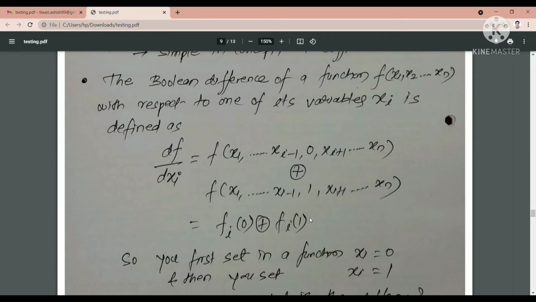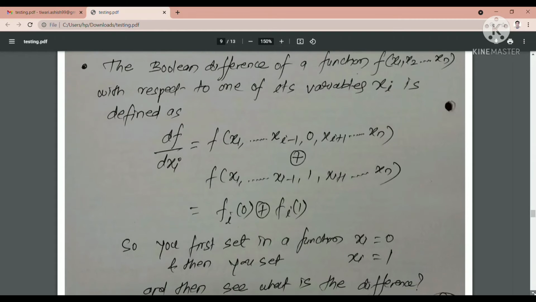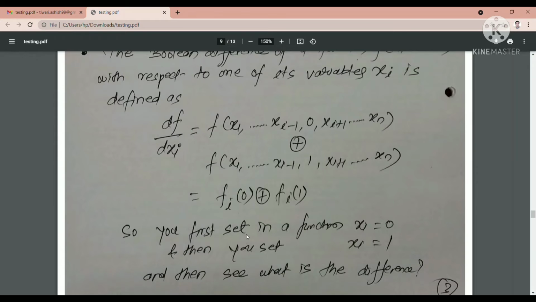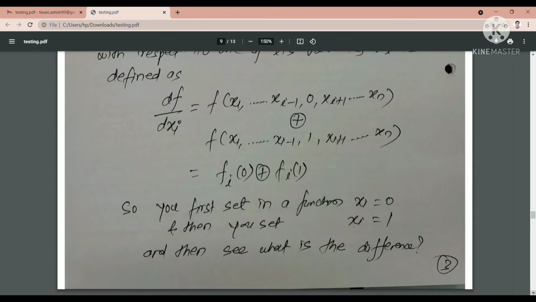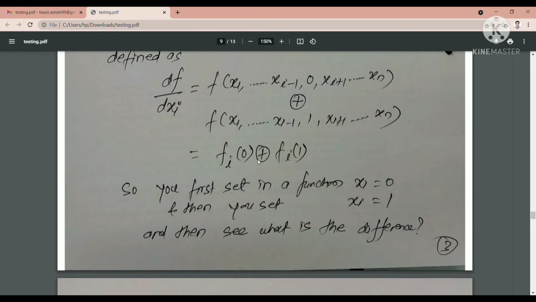The simple meaning is that you first set xi equal to 0 in the function, and then you set xi equal to 1, and see how the function looks in each case. Definitely, if you set xi equal to 0, the function looks different than if you set xi equal to 1. Then we have to see what the difference is between these two functions, and whatever difference there may be will be detected using this XORing condition. So the Boolean difference method works like this.